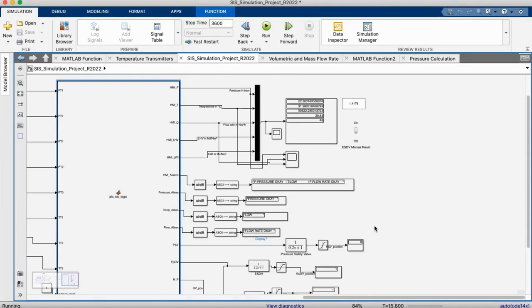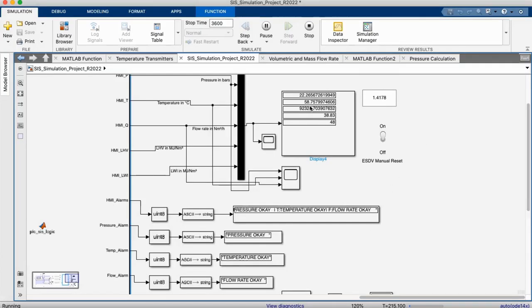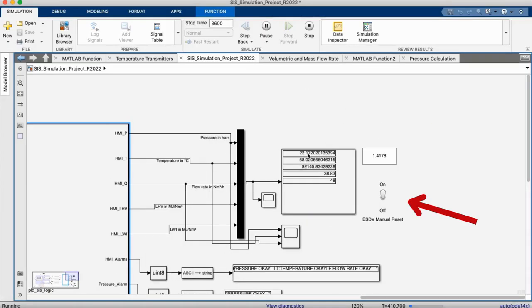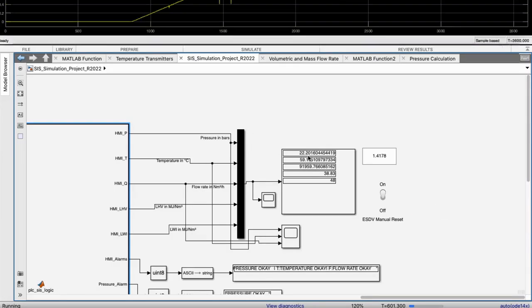On the HMI, you can also monitor real-time parameters such as pressure, temperature, and flow rate. The callback button observed here is used to set the flow inlet, and the toggle switch there is used to reset the emergency shutdown valve in cases of trips.